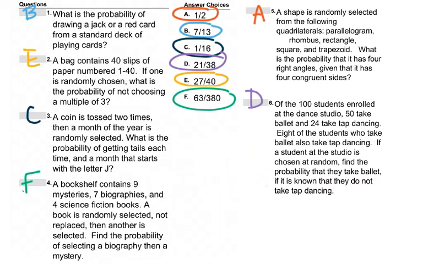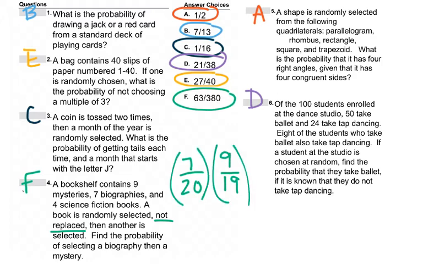Alright. And then number 4, a bookshelf contains 9 mysteries, 7 biographies, and 4 science fiction books. A book is randomly selected, not replaced, then another is selected. Find the probability of selecting a biography. So there are 7 out of 20. Those are your biographies. It's not replaced, so now there's only going to be 19 books, and then a mystery. So there are 9 mysteries. So I'm going to multiply these together, and I get 63 over 380.